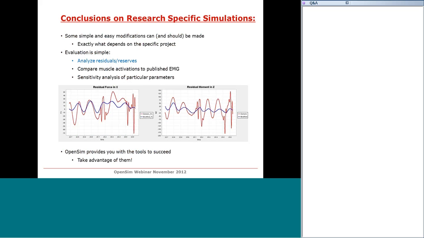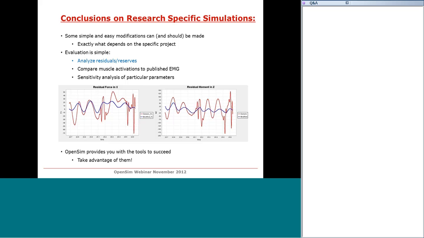To conclude the topic of creating research-specific simulations, I hope the results from the previous slide demonstrate that a number of simple and easy modifications can be made to improve our confidence in musculoskeletal modeling. Beyond looking at the end results, there are other ways to evaluate the accuracy of the simulation. Residual forces from residual reduction algorithm, or RRA, can be used to identify a more dynamically consistent simulation.